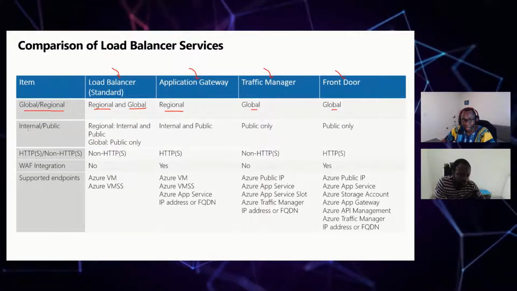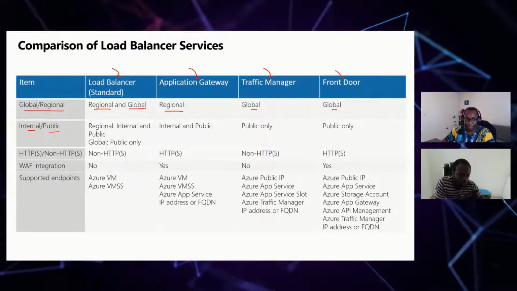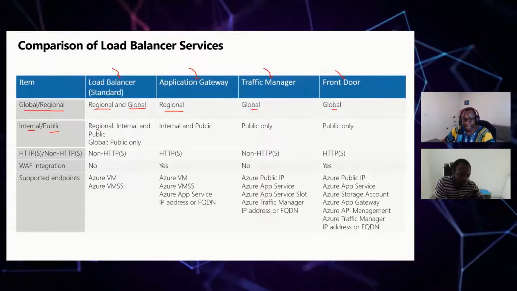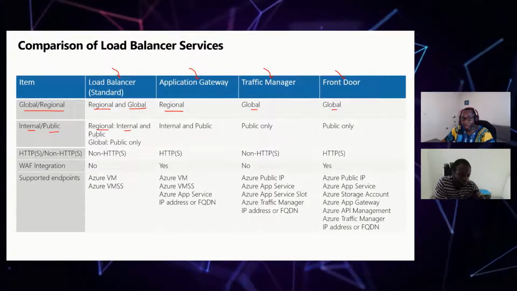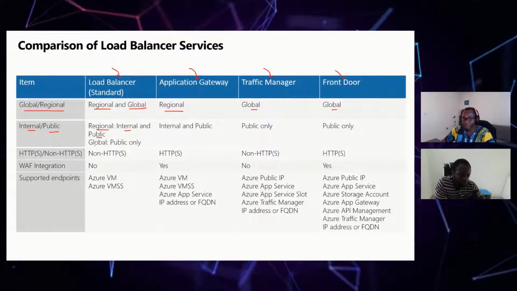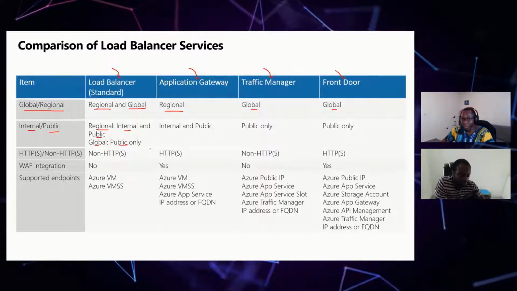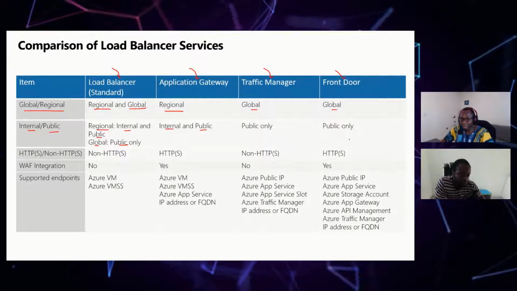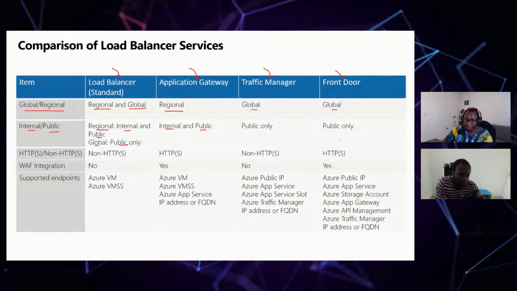In terms of whether they can be internal or public, the Azure Standard Load Balancer, if you're implementing just the regional option, can be internal or public. If you're implementing the global option, it can be public only. Application Gateway can be internal or public. Traffic Manager and Front Door are public only services. So you cannot implement them in a private or internal way.